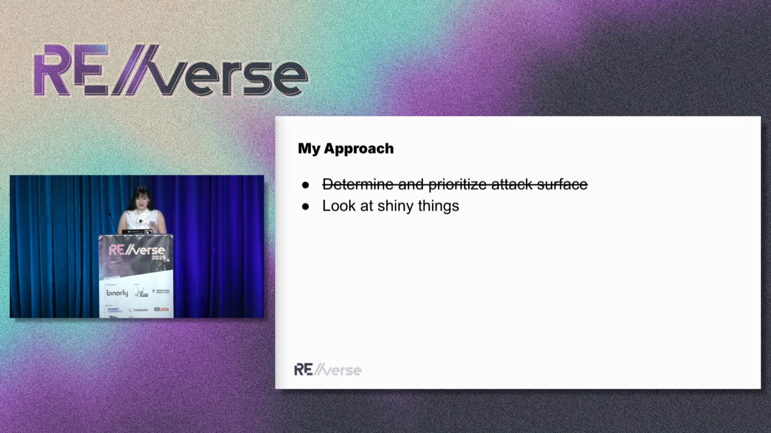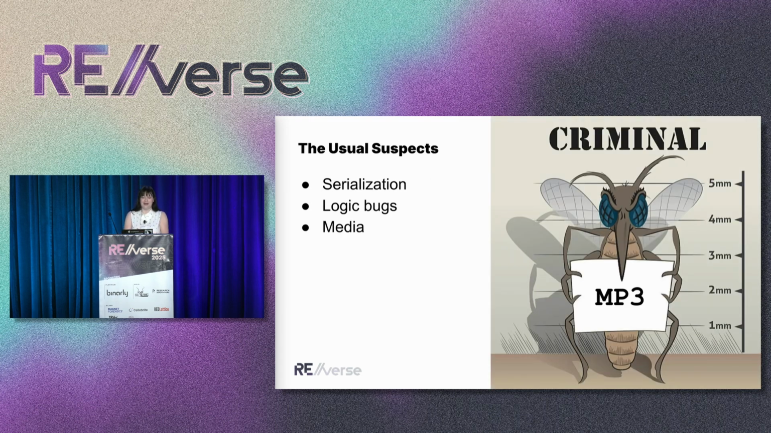So now that I had looked at all the shiny things, and spent a couple of months looking at the coolest part of the app, I got to turn this car around and actually determine and prioritize the attack surface and maybe actually find some bugs. So this brought me back to the usual suspects. These are the 3 things that I find almost all my bugs in messaging applications in.